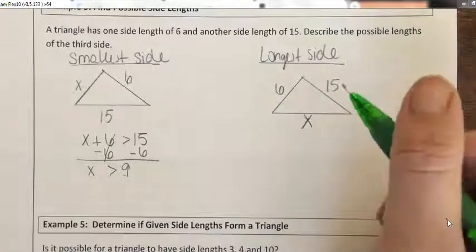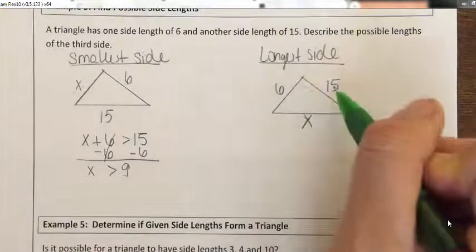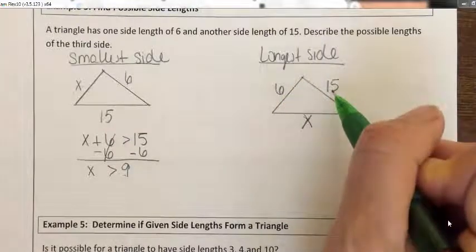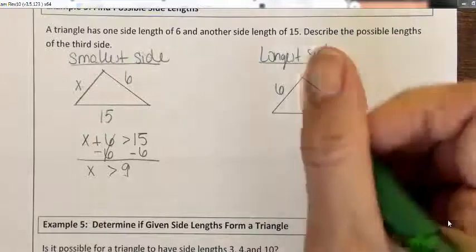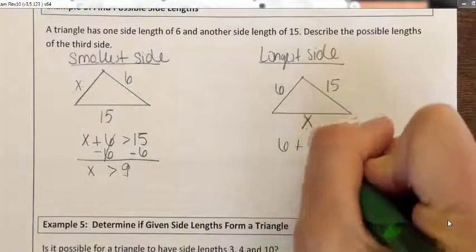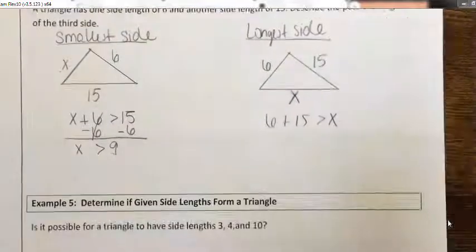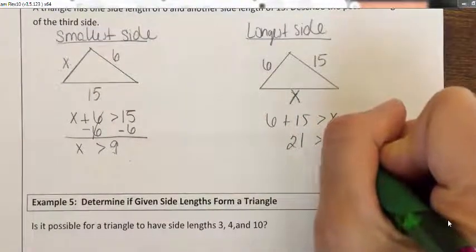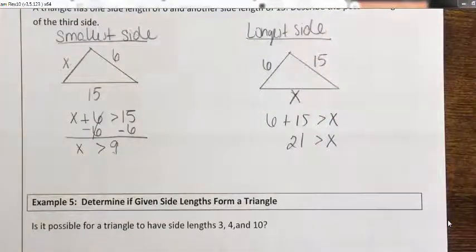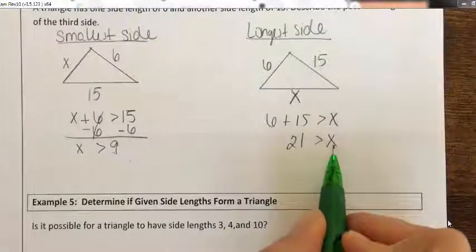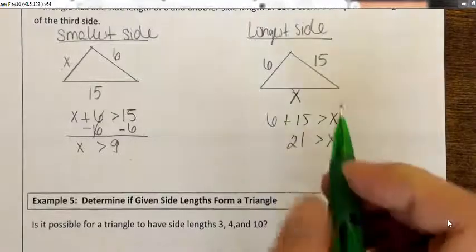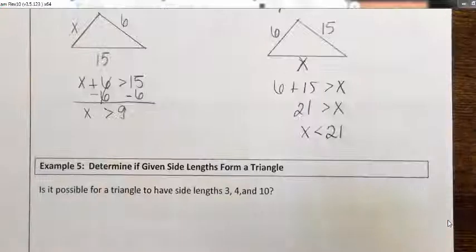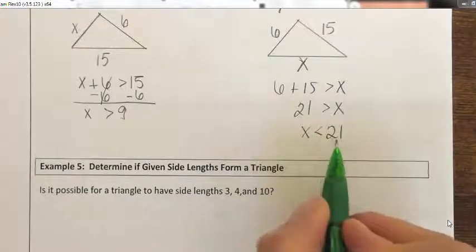What I'm going to do here is take my two sides that are not my largest side, and say, if I add those together, they better be greater than my largest side. So basically, 21 must be larger than my largest side. Or in other words, I could rewrite this as x is less than 21. That's what that really means. So my largest side has to be less than 21.